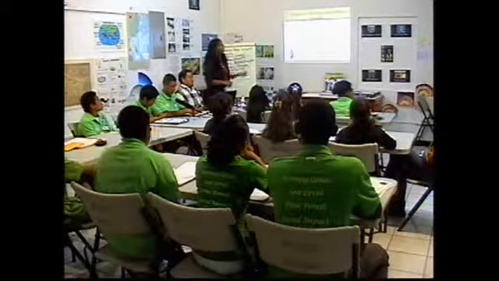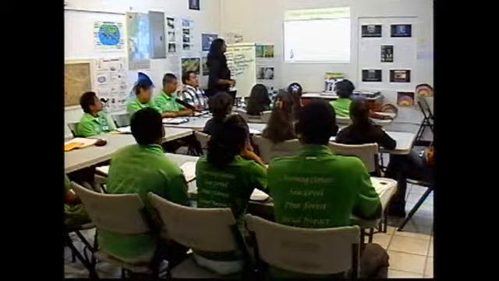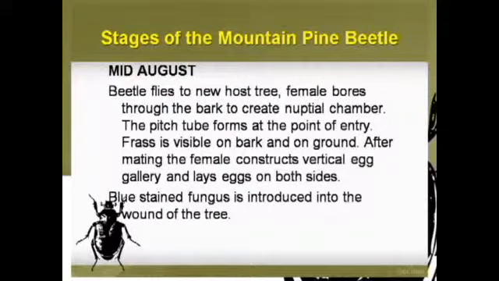Now the stages of the mountain pine beetle. In mid-August, the beetle flies to a new host tree. The female bores through the bark to create a nuptial chamber, or pitch tubes, or holes or burrows we would say. The pitch tube forms at the point of entry. Frost is visible on bark and on the ground.